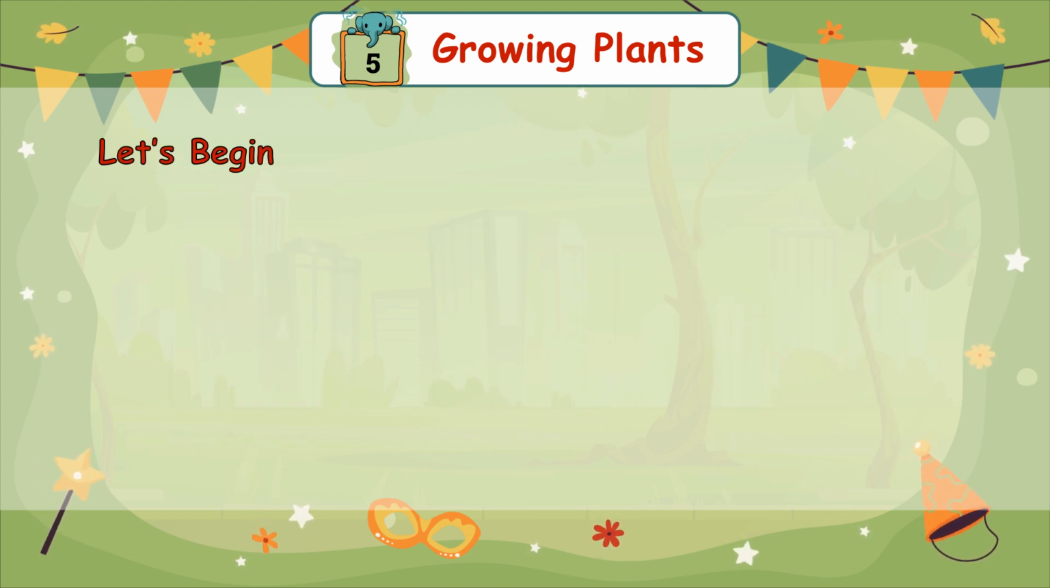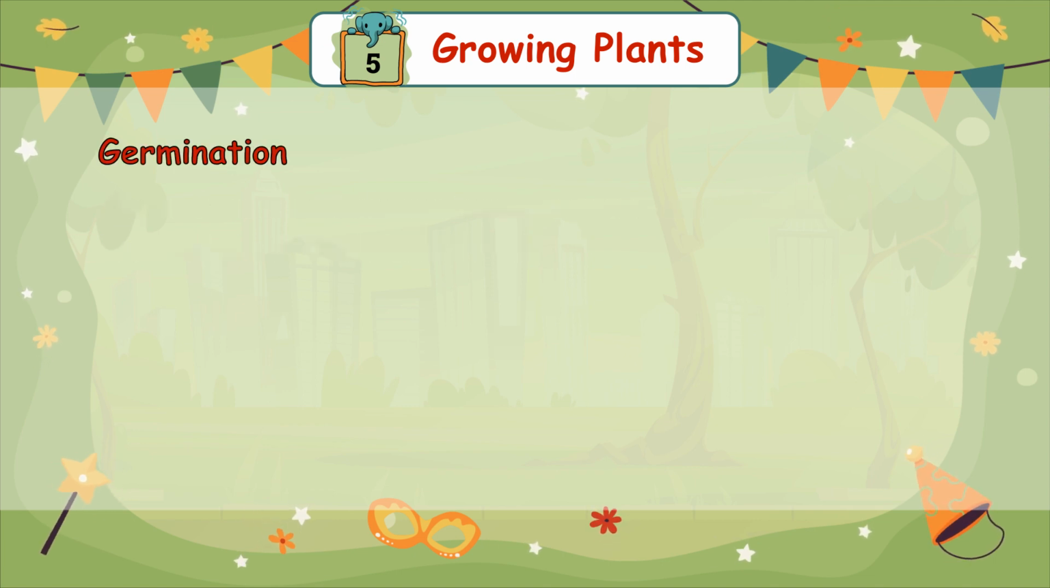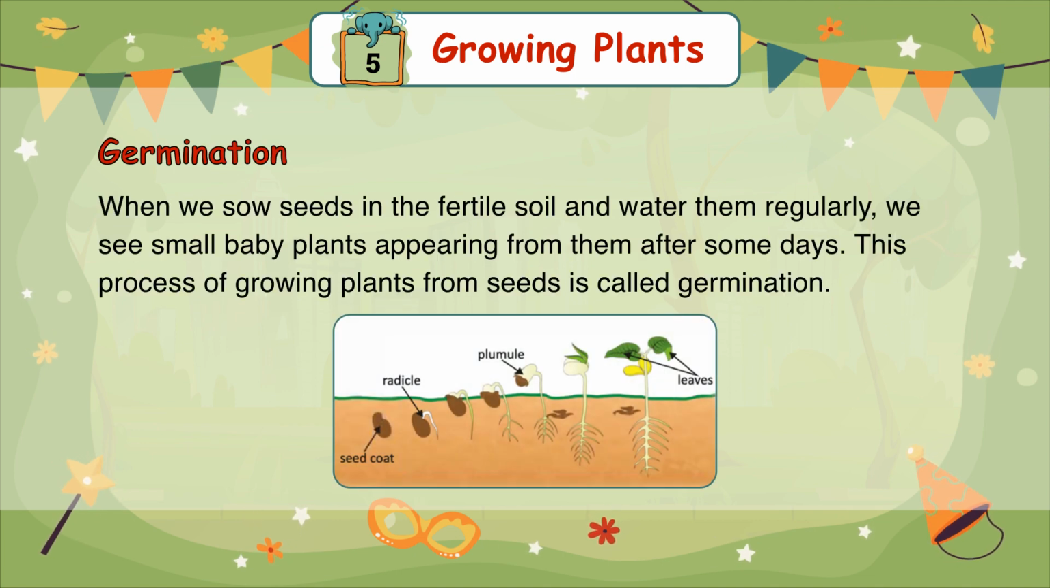Let's begin. All plants need the right temperature, light, water, air, and nutrients to grow. Let's understand it in detail. Germination. When we sow seeds in the fertile soil and water them regularly, we see small baby plants appearing from them after some days. This process of growing plants from seeds is called germination.